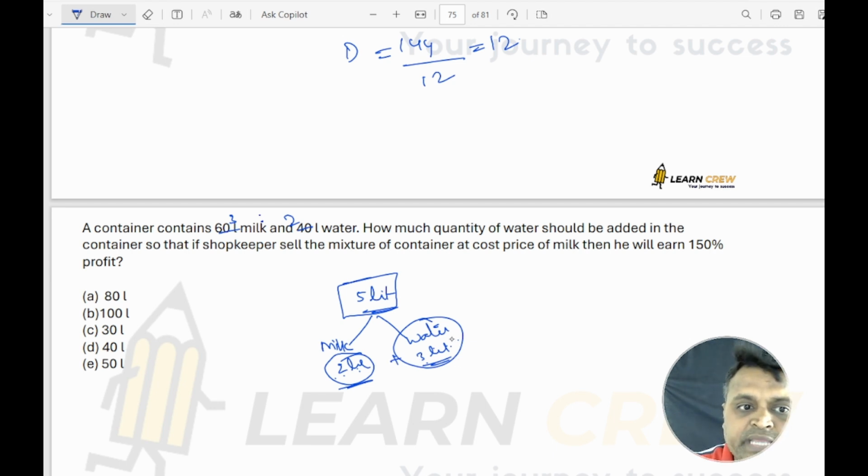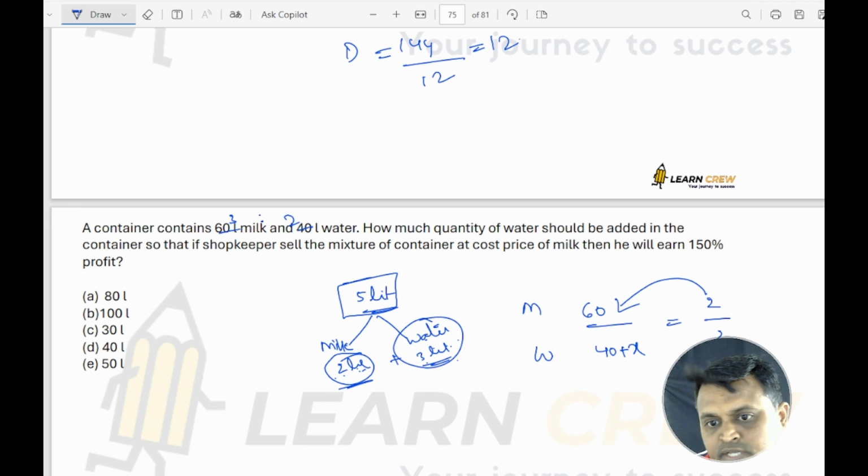So what does it mean? Milk and water finally should be in the ratio of 2:3. Initially you have 60 milk and 40 water. To this you are adding some water, thereby the ratio becomes 2:3. So 2 parts is 60, so 3 parts must be 90. So x has to be 50 liters. Otherwise, a simple thing, you can do it like this. Right.